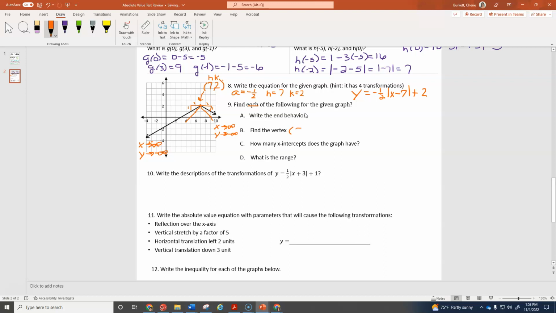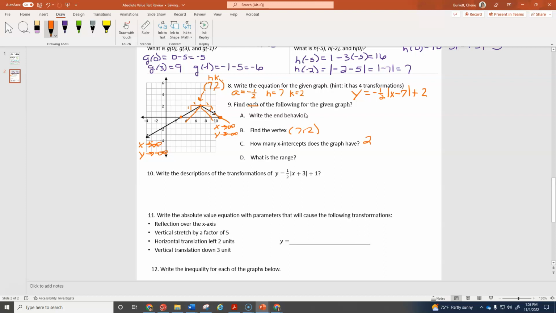Find the vertex. We've already done that. The vertex is at 7, 2. How many x-intercepts does this have? Don't fall prey to this silly thing right here. We know that this thing keeps going, so somewhere over here it is going to cross the x-axis again, so it's going to have 2.